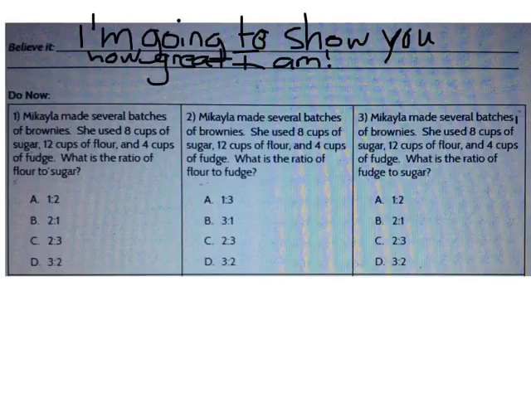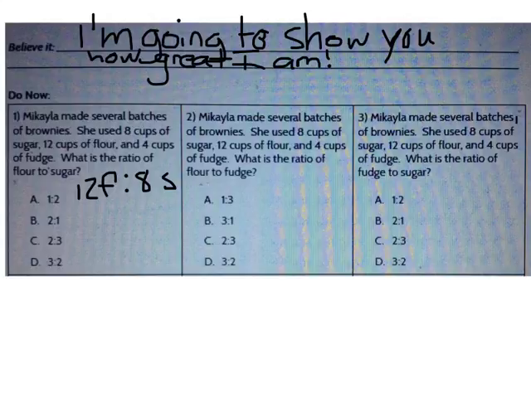Now let's start our do now. Look at number 1. Michaela made several batches of brownies. She used 8 cups of sugar, 12 cups of flour, and 4 cups of fudge. What is the ratio of flour to sugar? Well, before simplifying, what's the ratio of flour to sugar? The ratio is 12 flour to 8 sugar.